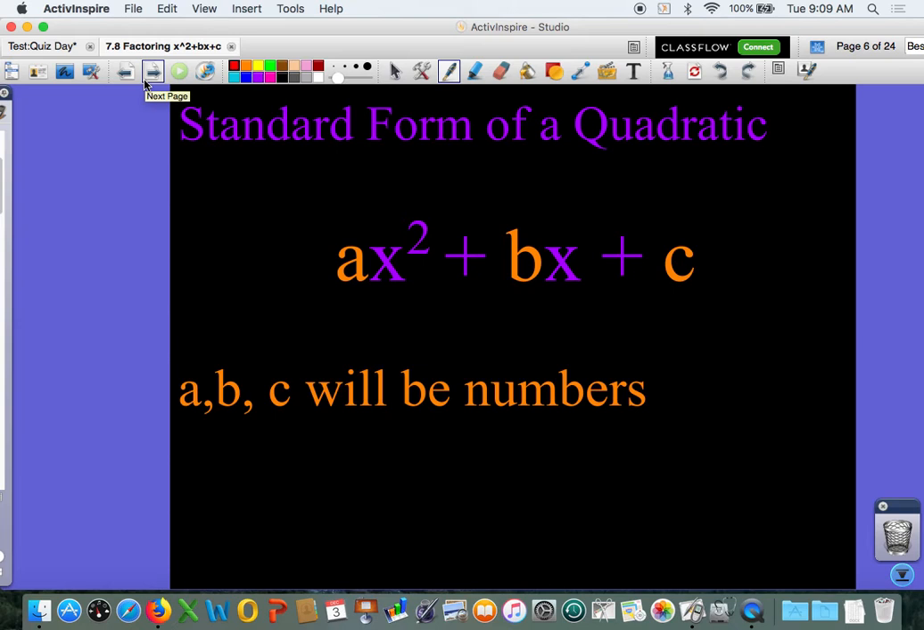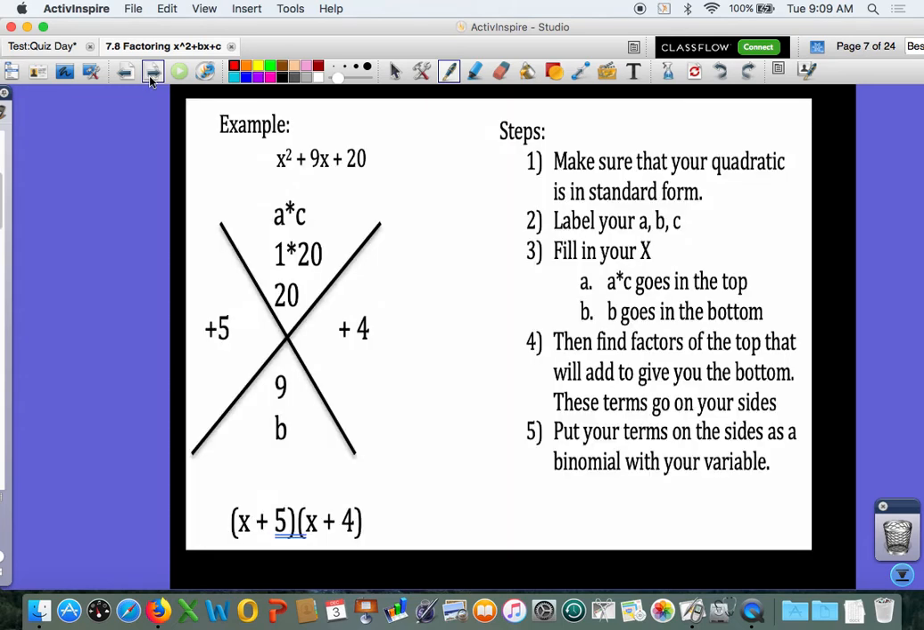All right, standard form of a quadratic: ax squared plus bx plus c. A, b, and c will be numbers. Today, our a value will just be 1. All right, so we have an example, x squared plus 9x plus 20.